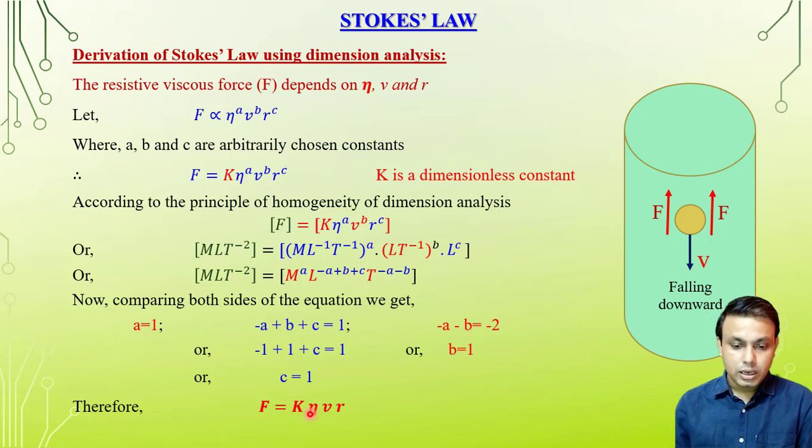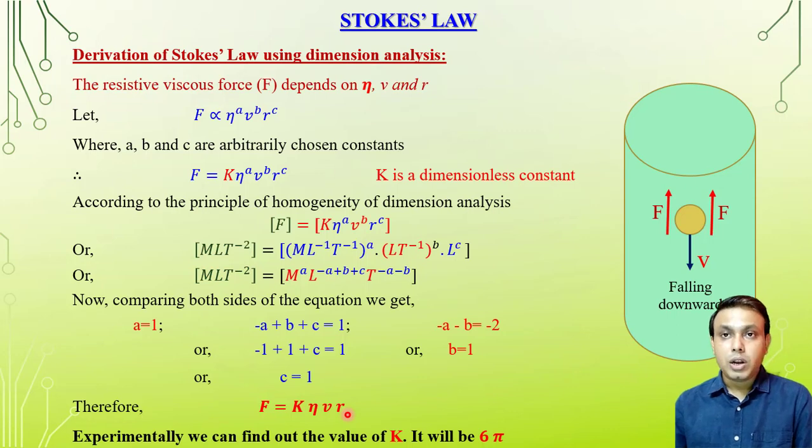That means F = K eta V R. Here, the value of K can't be found from this dimensional analysis. It can be found experimentally. It will be 6 pi. Therefore, the force will be 6 pi eta V R.